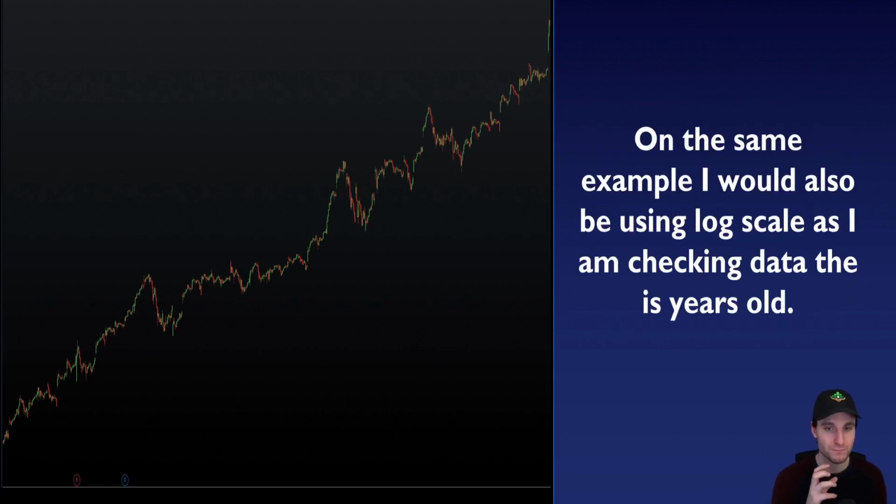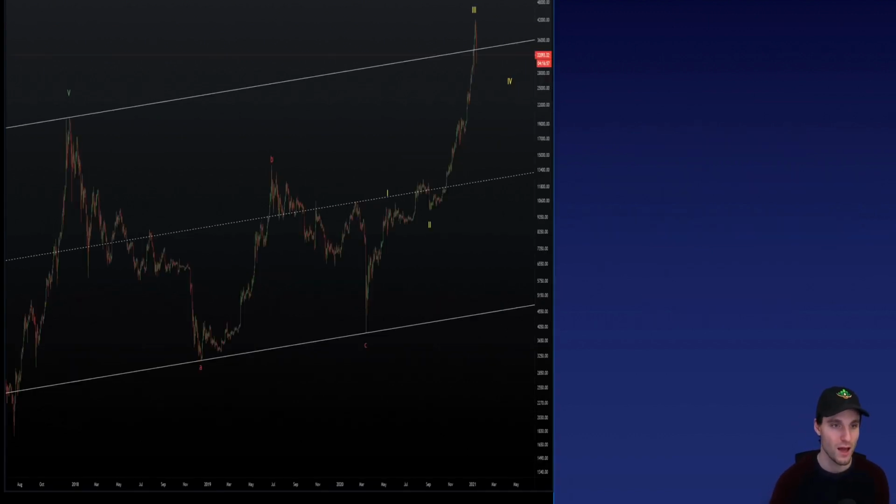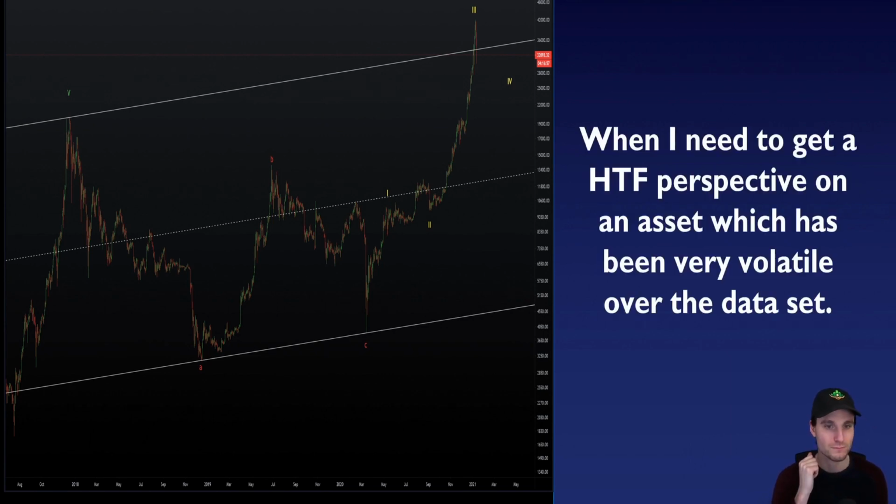Next, on the same chart, I would also be using log scale as I'm checking data that is years old. So we're looking at a long time in the past. So that's another reason why I would be using log scale on the chart. Okay, so it's really not that difficult. Here we have another example of Bitcoin, and this is where it gets very interesting, I think, for a lot of people. So when I need to get a high term time frame perspective on an asset which has been very volatile over the data set.